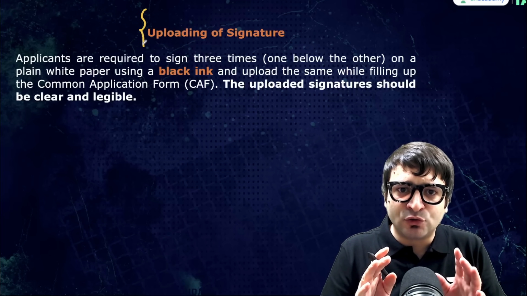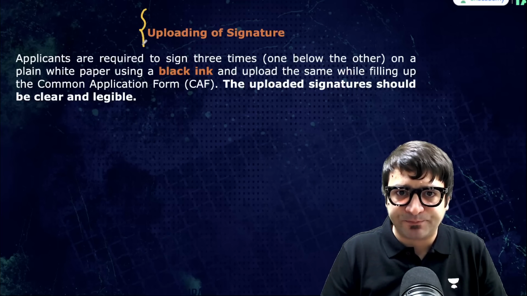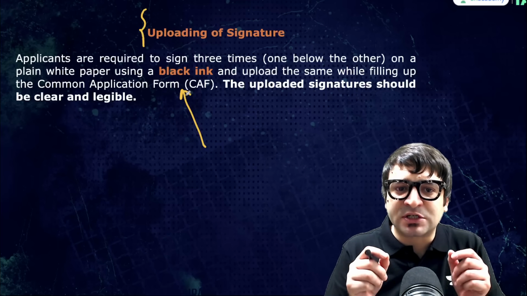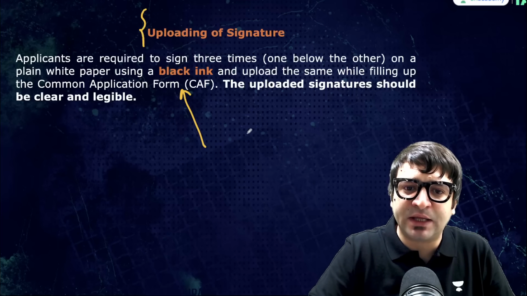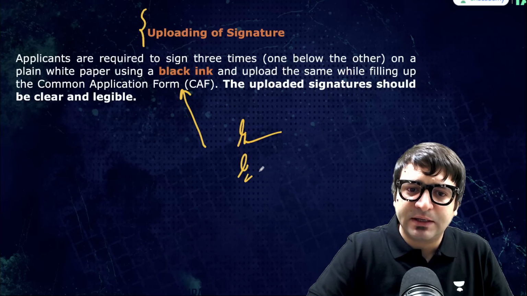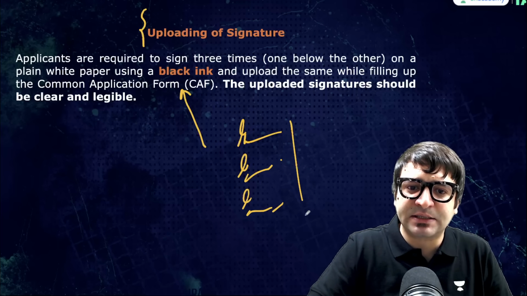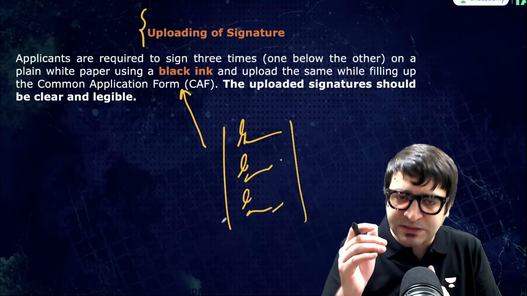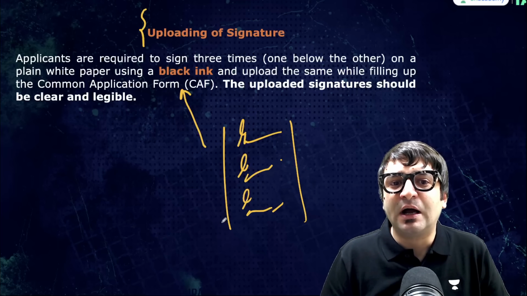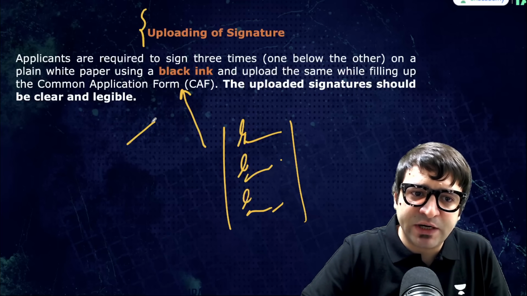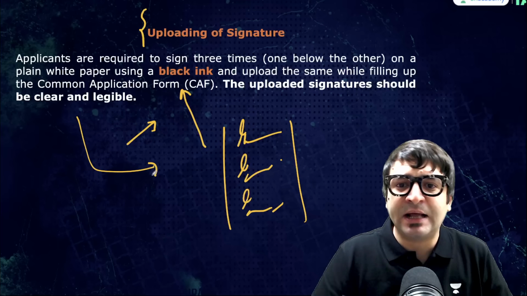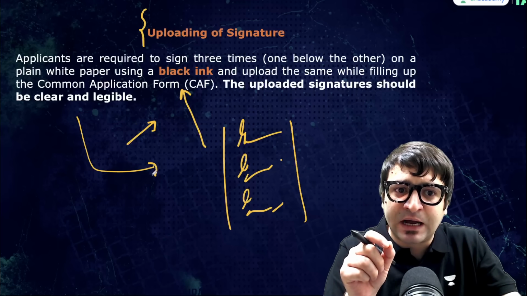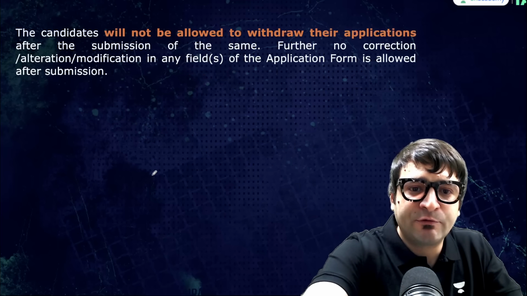Then something else, uploading of the signature. Now you will have to, on a blank sheet with black ink, sign 3 times, one below the other. This is my signature, then another signature, then another signature. All these 3 signatures, same to same, ditto, you need to also upload. These should be clear and legible. When do you have to do that?